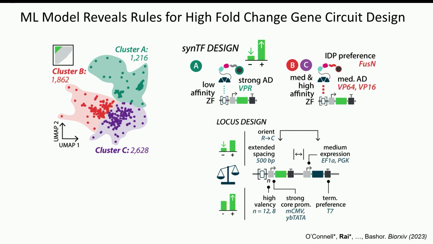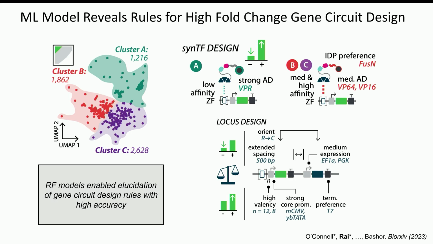Whereas family B and C preferred to keep both of the things kind of in the middle. So they used medium to high affinity zinc fingers and really medium strength activation domains to achieve high fold changes. So in conclusion, these random forest models allowed us to get these non-intuitive design rules out that really kind of give us an idea of how to build these circuits.